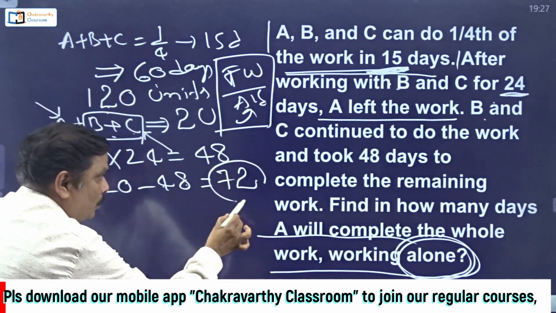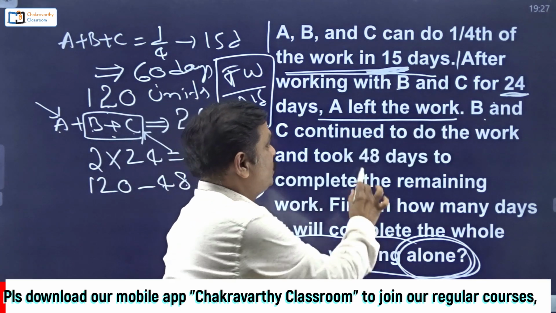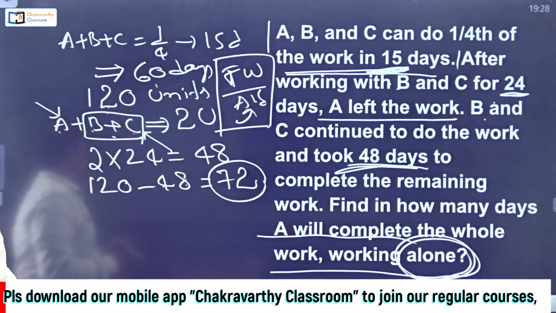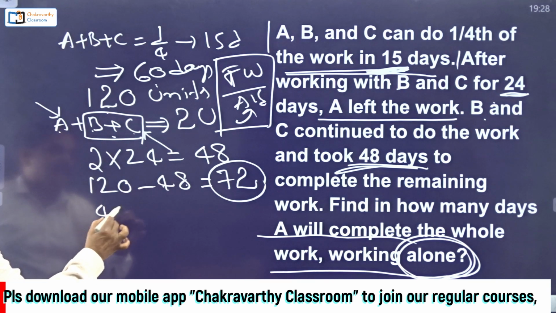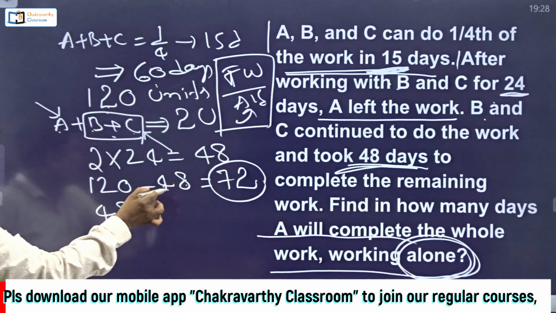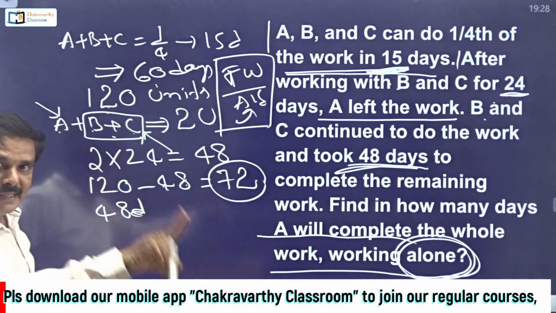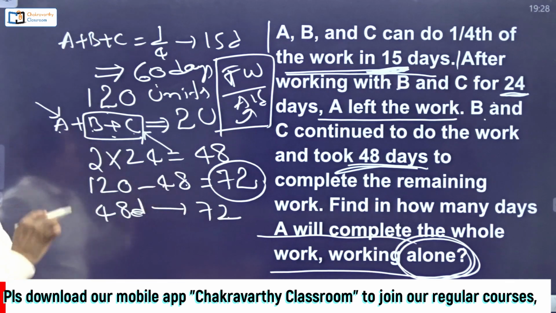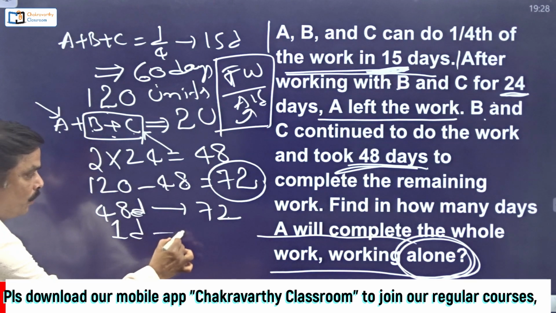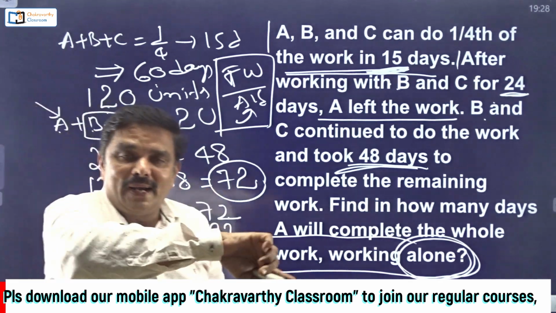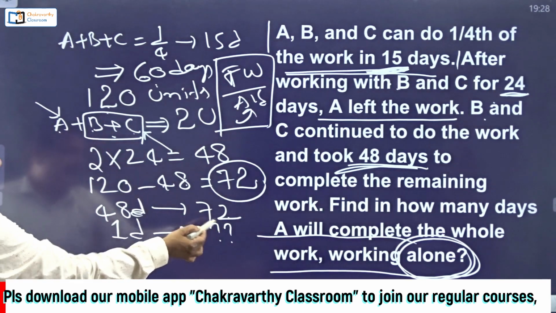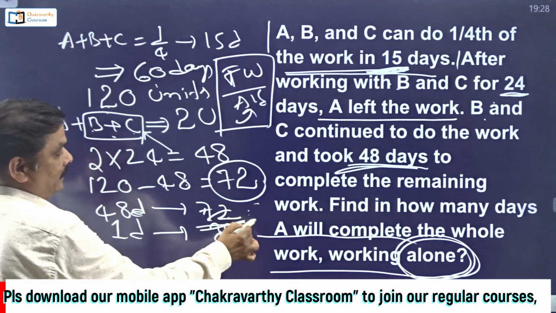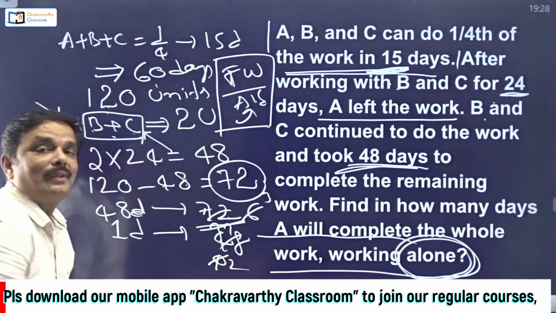This leftover work of 72 units has been done by B and C together in 48 days. Now with this clue I can find out B plus C's 1 day's work. How is that? Very simple. Not this 48 actually, this is a different one, that 48 days. So in 48 days, B and C can complete 72 units of work. In 1 day, they can do how much work? Simply, I am writing here 72 divided by 48. Okay, 12 fours, 12 sixes, 3 twos, 3s, 2 2s. That is 3 by 2.